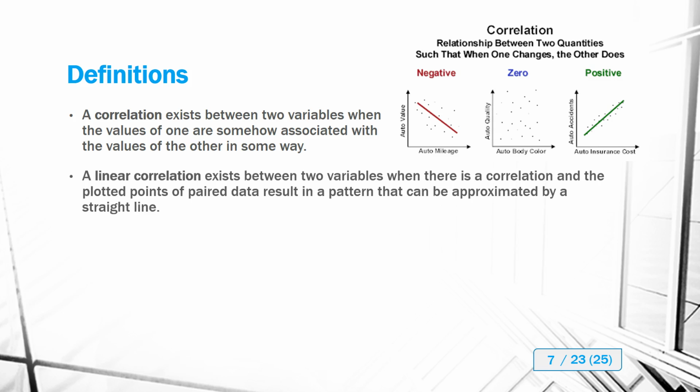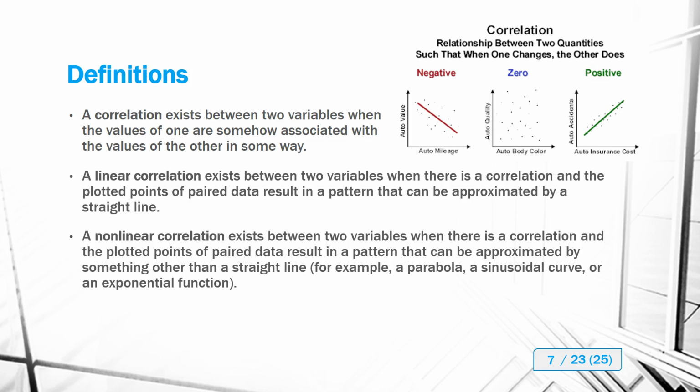Now, this is what we call linear correlation. And what that means is that you're looking at your two variables and there's a correlation between them. And when you plot the points on a scatter plot or graph, the data points will approximate a straight line. Of course, if they don't approximate a straight line, then what you have is what's called a nonlinear correlation, assuming that you have correlation to begin with. If you don't have any correlation, then it doesn't matter whether you're looking at linear or nonlinear, because you have no correlation.